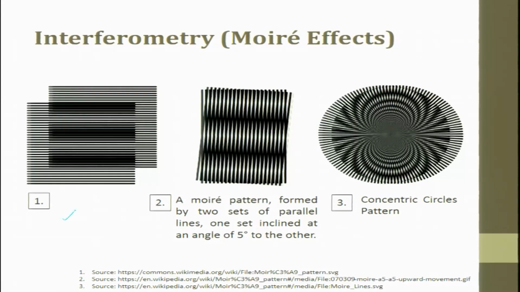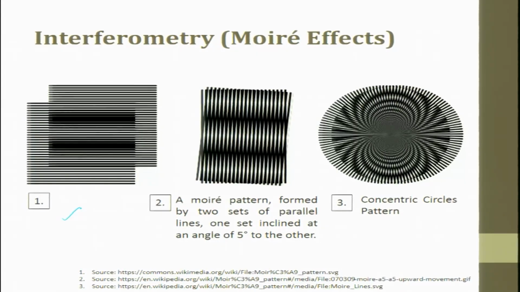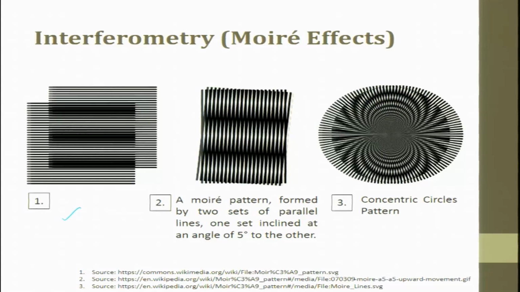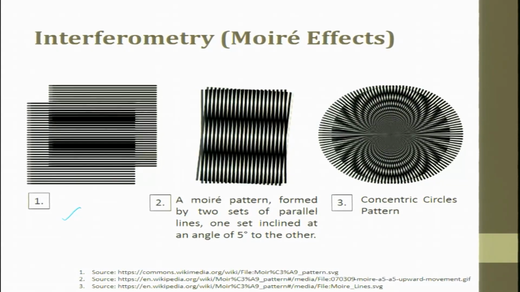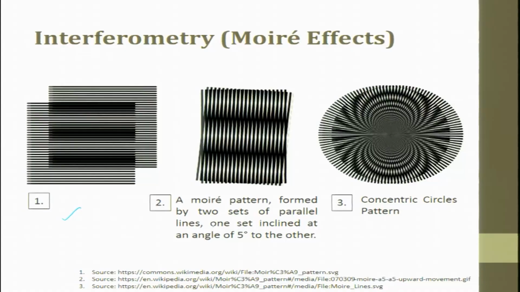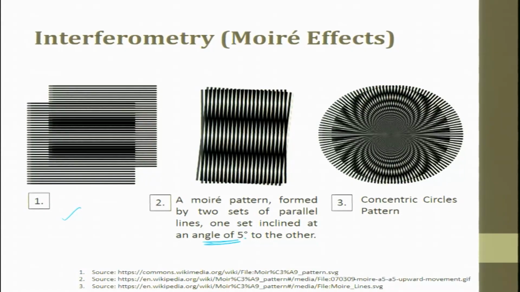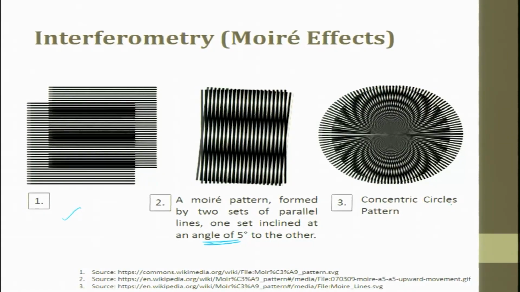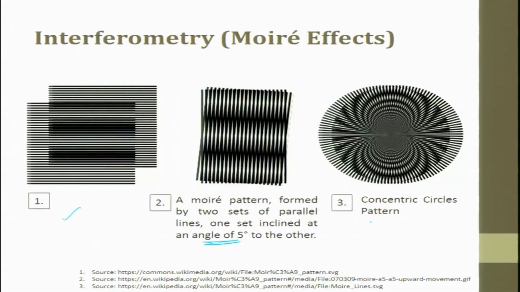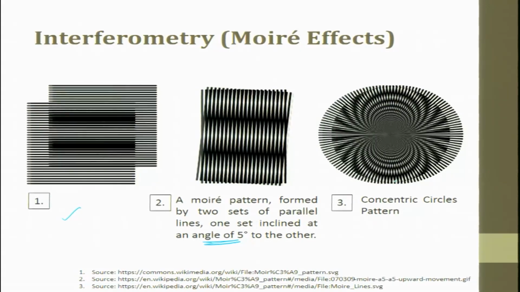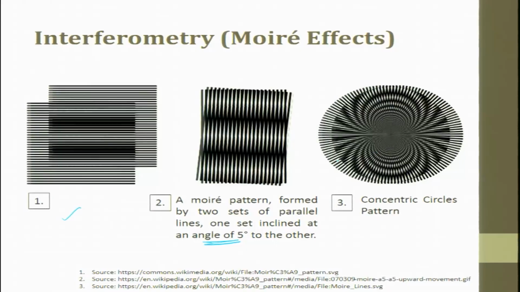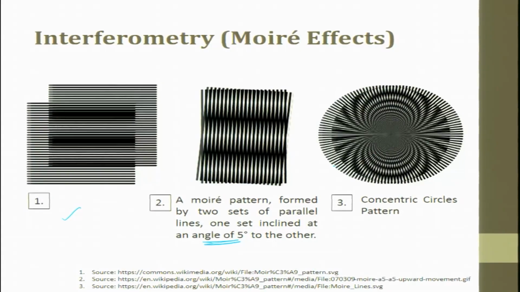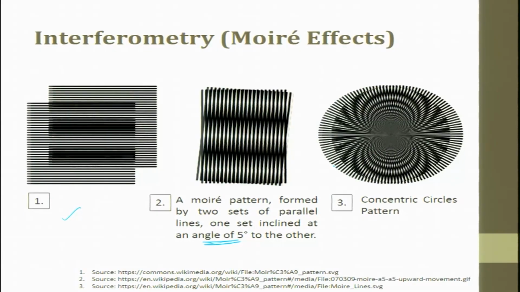This is a typical Moire fringe pattern. You can see as and when I move, the patterns change. A Moire fringe pattern from two sets of lines angled at 5 degrees. This is a concentric circle pattern. You can see that the concentric patterns keep growing, and when you take the image of it, from the image you can try to correlate and find out the 3D object.